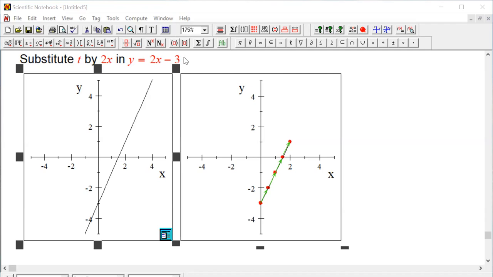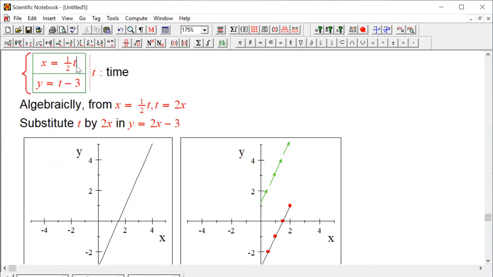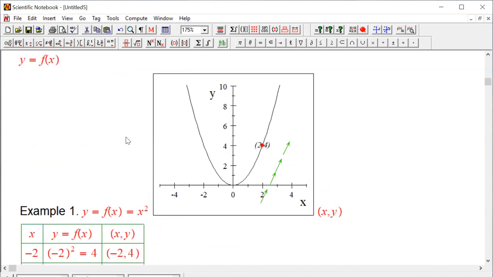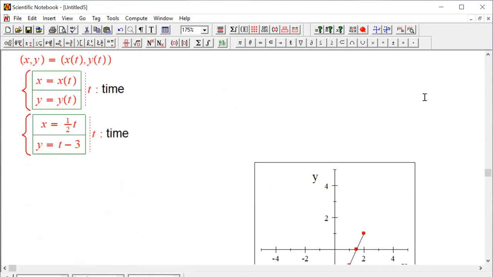So this is something we learned before. We still get the same line. It's just that with parametric, we have the third parameter. T is called a parameter. And that parameter made the name into the kind of function we're talking about. Okay, that's the parameter. So let's look at another function.